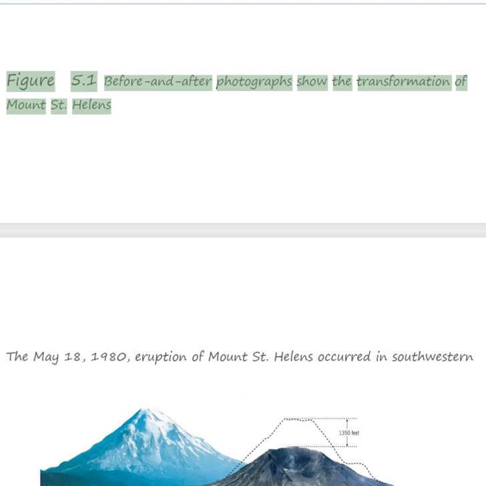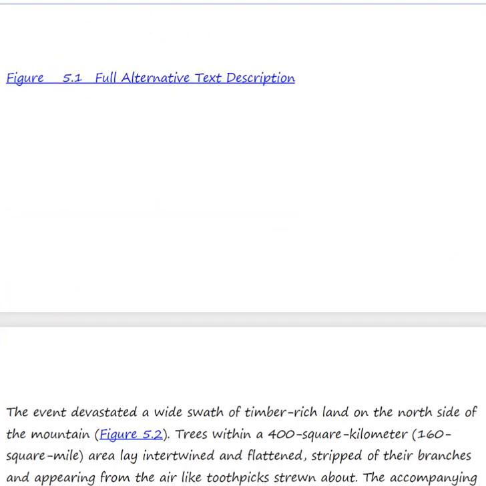Figure 5.1 Before and after photographs show the transformation of Mount St. Helens. The May 18, 1980, eruption of Mount St. Helens occurred in southwestern Washington.